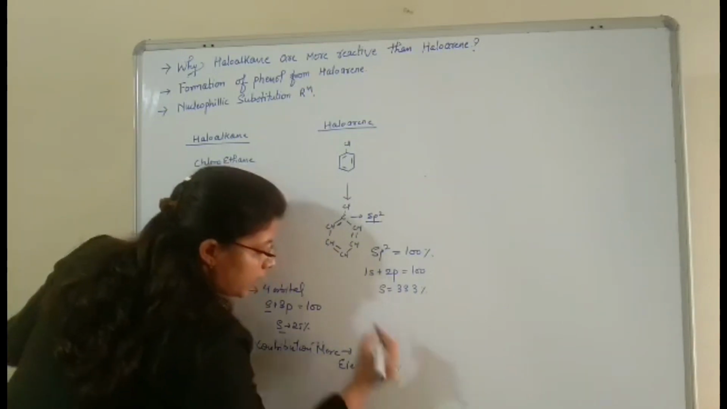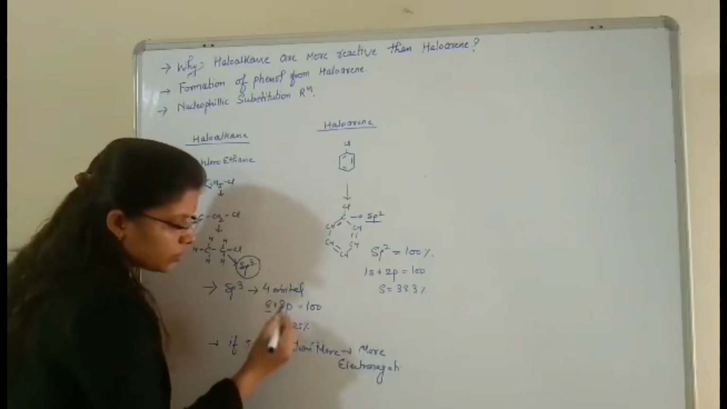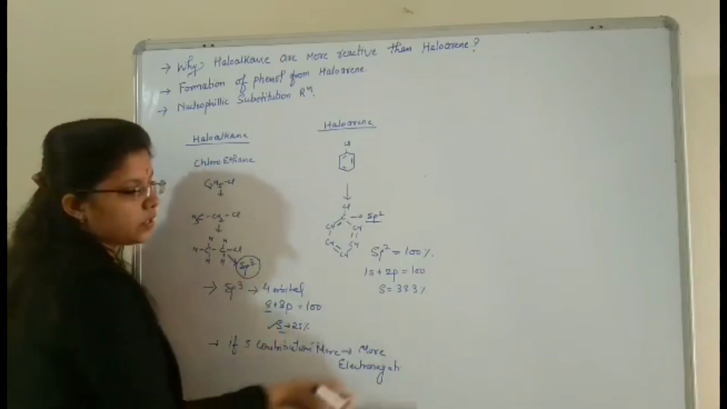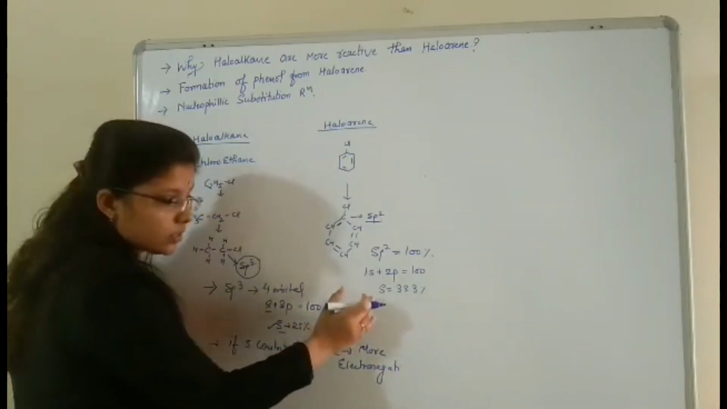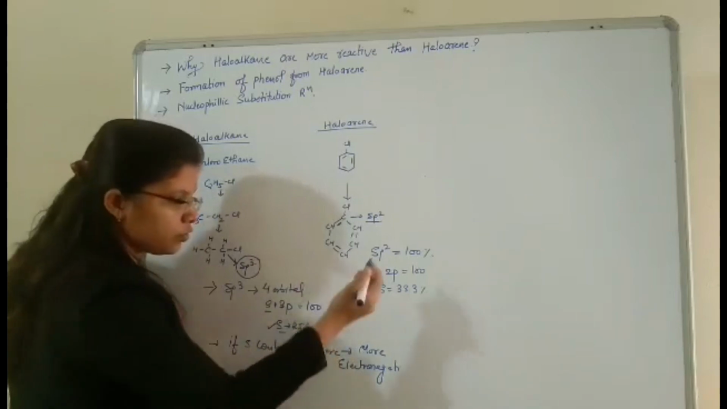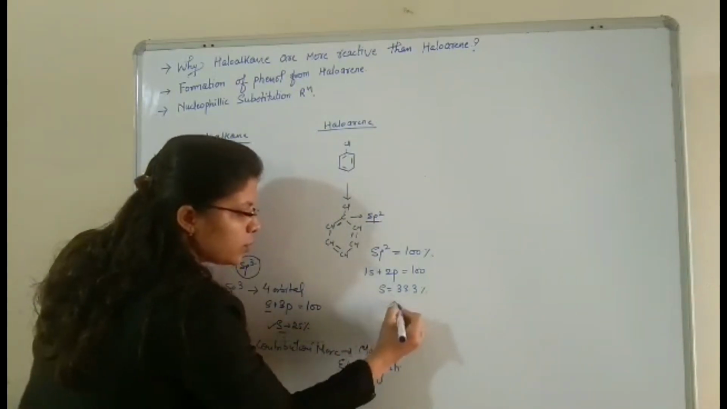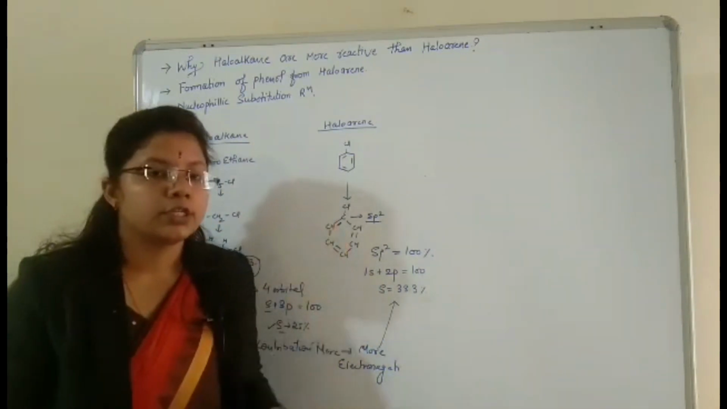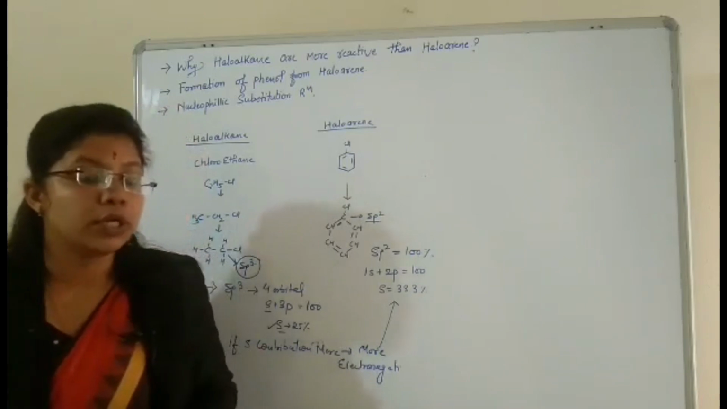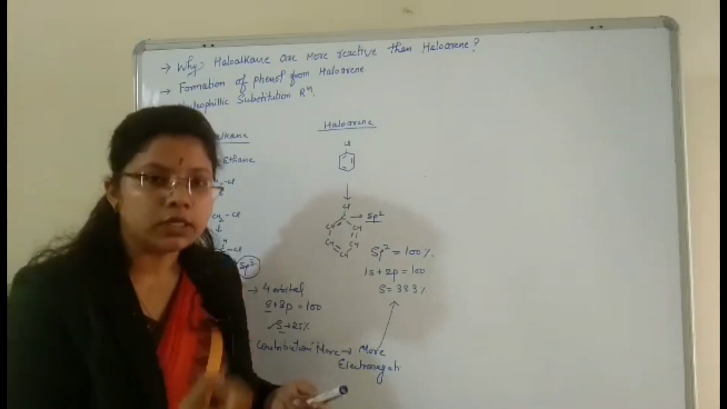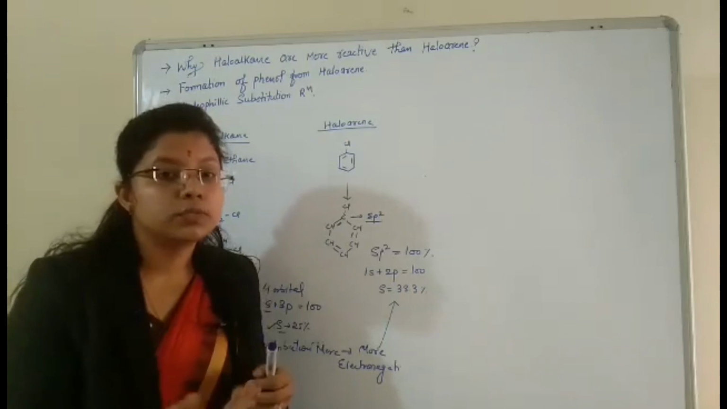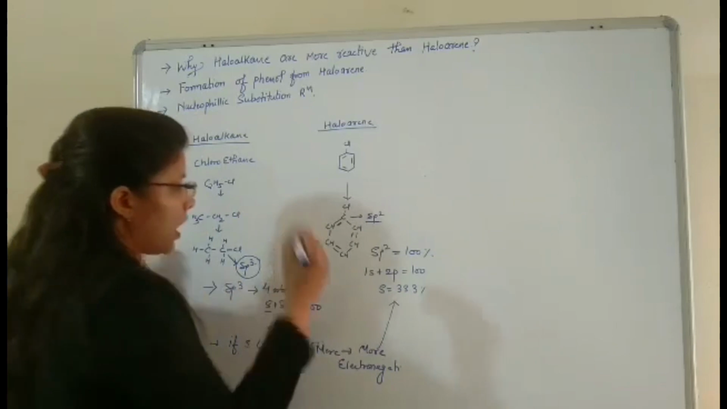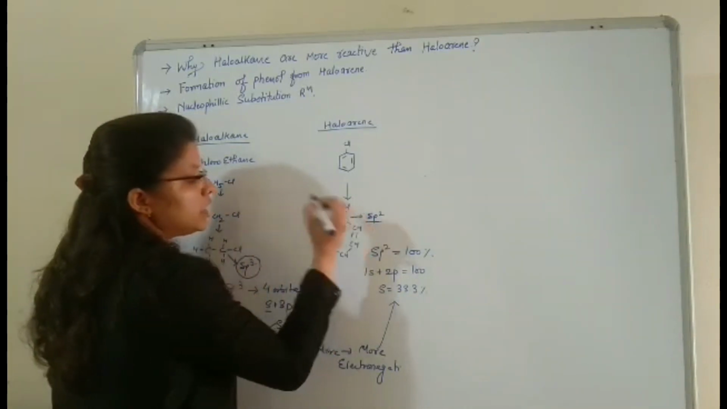Okay. So what we are observing here, this carbon's s contribution is only 25% and this carbon's s contribution is 33.3%. So we can tell that this carbon is more electronegative. So if this carbon is more electronegative, what is the characteristic of any electronegative element? It is always attracting the electron of the other species which is bonded with it. So chlorine is bonded with this carbon, so it is attracting the electron of chlorine toward itself, right?